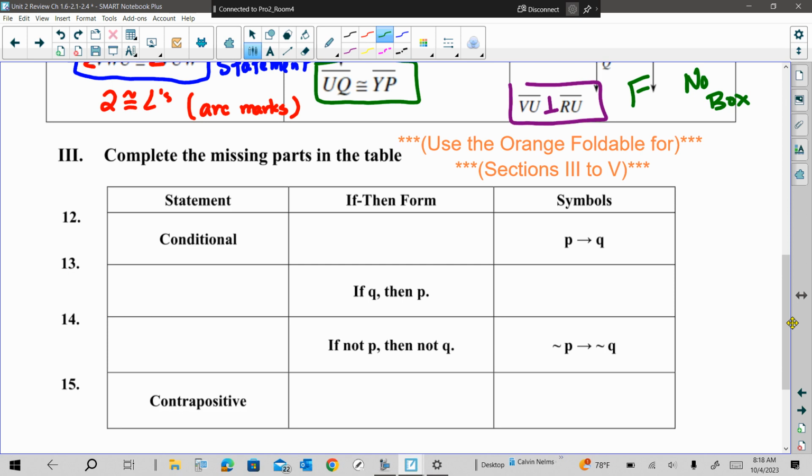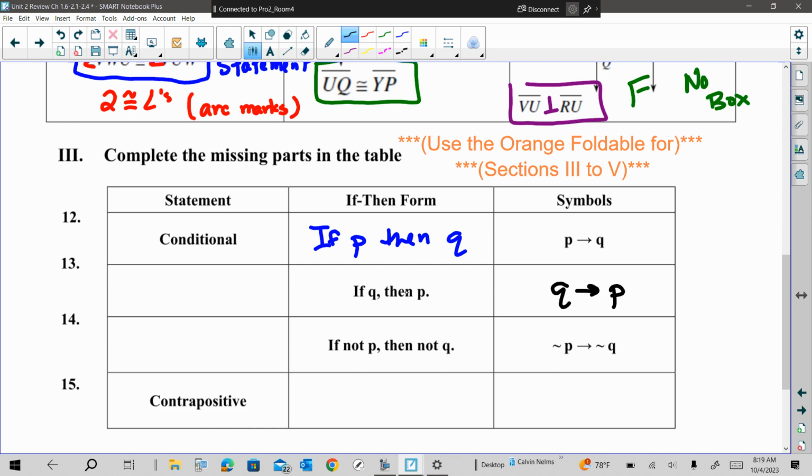So the type of conditional, the name is in the first column. This is just the if-then form, and then the symbolic form. So they gave us the symbolic form of conditional. So we just need to say this: this is if P, then Q. That's all we're doing, is filling in the missing part. So if I look at number 13 here, this row, it says if Q, then P. So that would be Q arrow P.